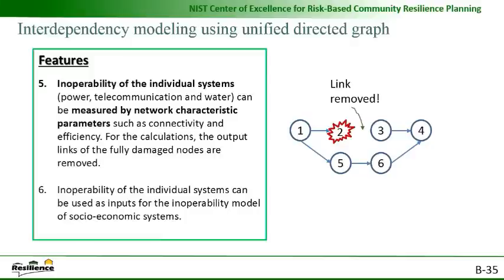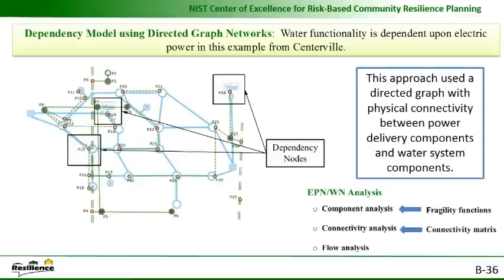Now we will turn our attention to the second approach, the directed graph network, where linkages are modeled through a matrix. This figure shows the electric power network plus water layer network for Centerville. The three rectangles highlight the region of dependency of the water system on the power system through pump station nodes that require power. The linking of the two networks is implemented through a connectivity matrix based on graph theory.